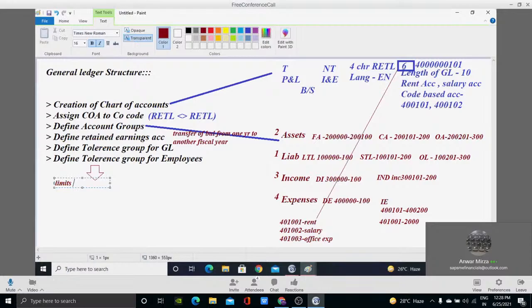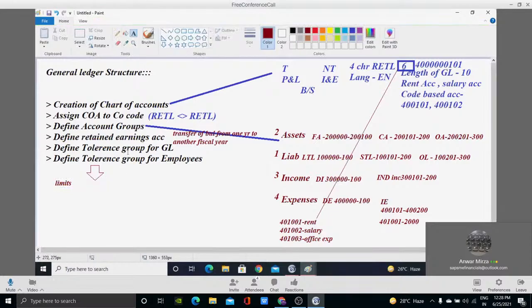Now, a bit more investigation is done from a senior level. Why? Because the requirement is big. So when it comes to tolerance group, especially setting up some limits for general ledger or setting up limits for employees, that means as an executive, as an associate accountant or junior accountant, his limit, you know, the best example is the petty cashier.